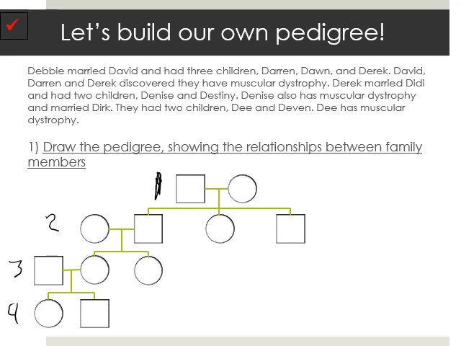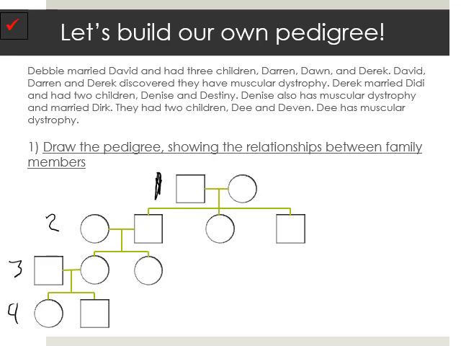So what we have here, Debbie married David and had 3 children, Darren, Don, and Derek. David, Darren, and Derek had muscular dystrophy. So any individuals that have muscular dystrophy is the trait we're looking at here. So in this case, we would go ahead and fill the boxes or circles in. So Derek married Dee Dee and had 2 kids, Denise and Destiny. Denise also had muscular dystrophy.